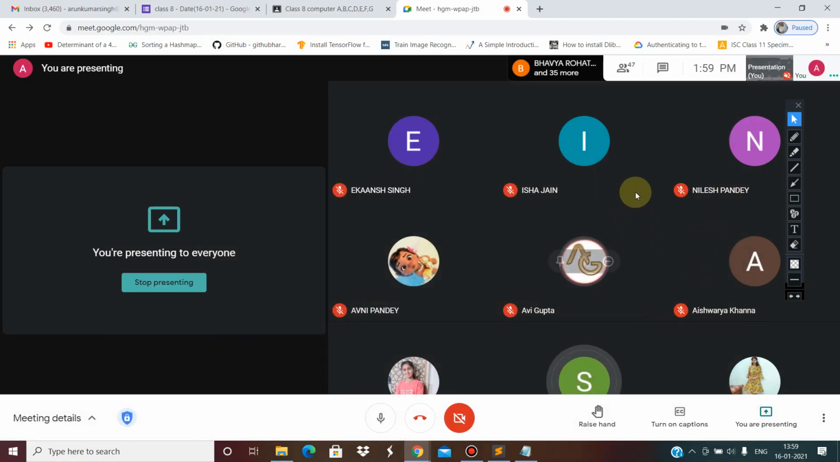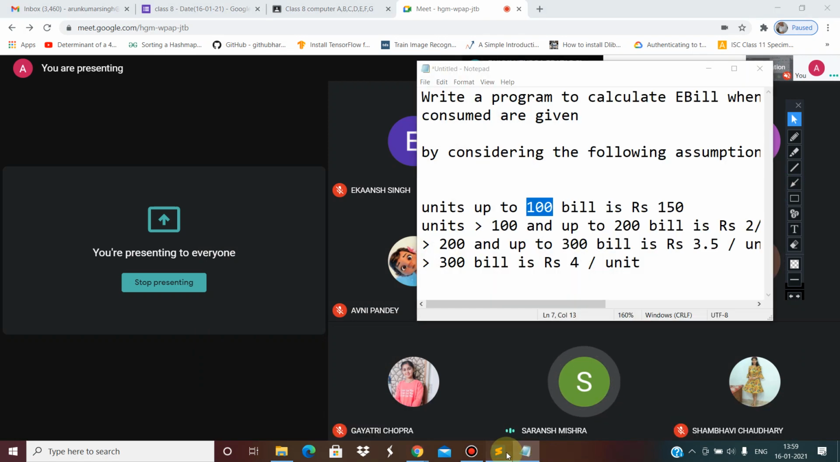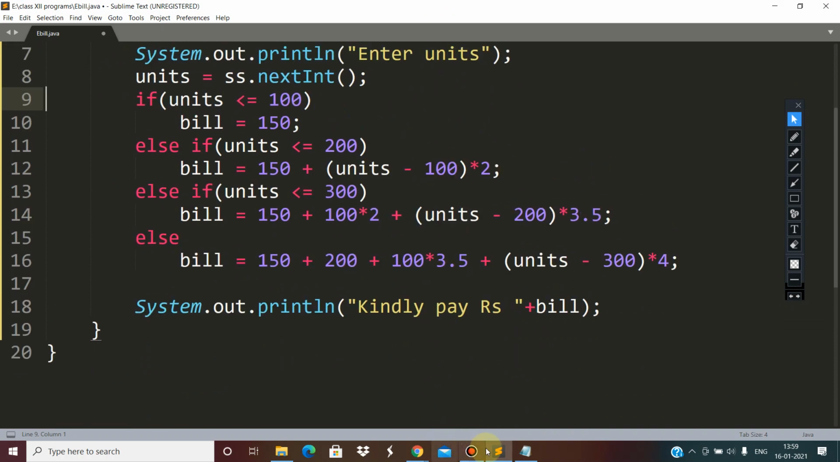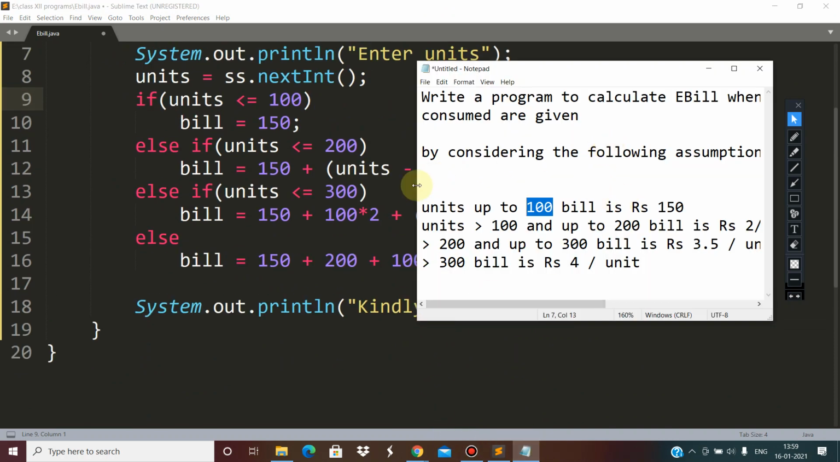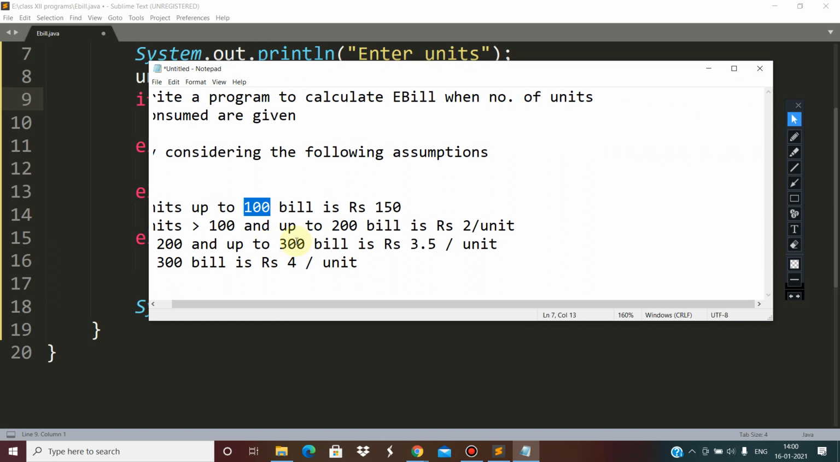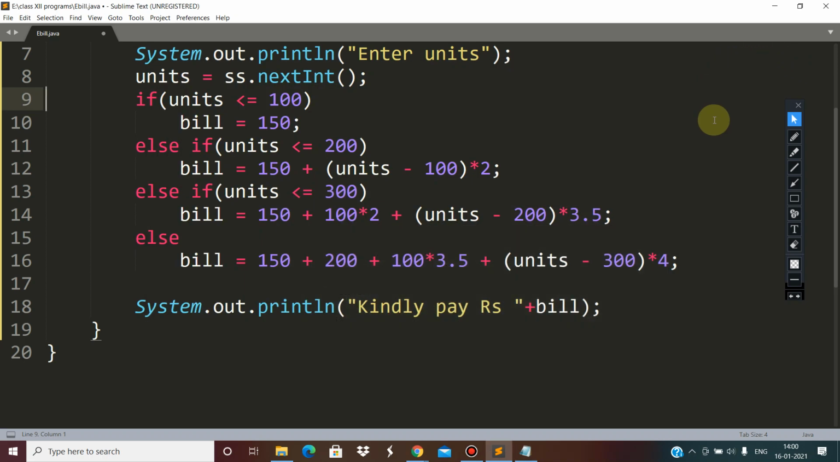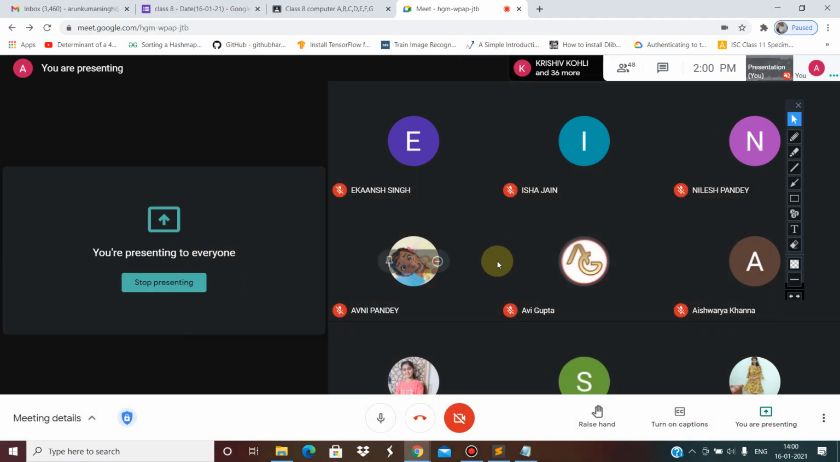Why are we doing 100 multiplied by 3.5 and 100 multiplied by 2? The reason is, if you see more than 100, it means 101 to 200. How many units are there? 100 units. The difference is 100. That's why. Here also 300 minus 200, the difference is 100. That difference we are calculating. Okay, sir. Got it? Any other query? No, sir. Okay. Now I am giving you one more question.